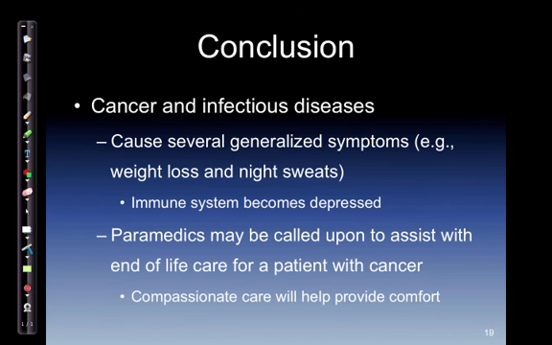In conclusion, cancers and infectious diseases like HIV and tuberculosis are conditions that cause several generalized symptoms. Examples of this would be weight loss and night sweats. The immune system becomes depressed from the chronic disease, opening the door for opportunistic infections to take hold and complicate the patient's care. In some instances, the paramedic will be called upon to assist with end-of-life care for a patient suffering from cancer. Compassionate care will help provide comfort for the patient and the family.